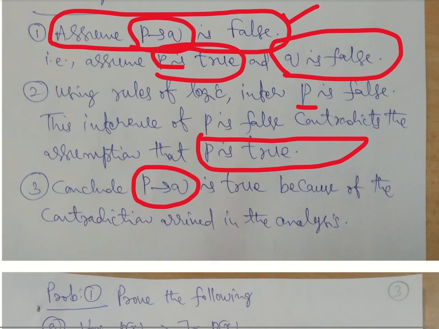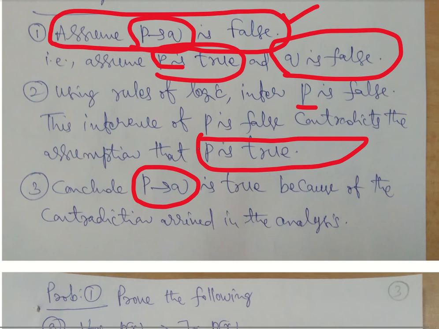The second one, indirect proof, will not directly prove P implies Q is true, but we will take the contrapositive of it, because we know that P implies Q is logically equivalent to negation Q implies negation P. So we'll take negation Q implies negation P. We prove that that is true. Thereby we imply that P implies Q is true.